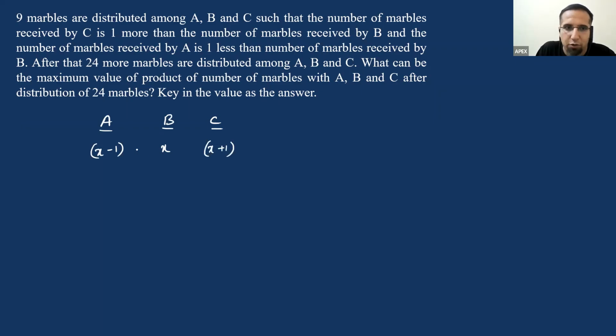And I know that I'm distributing a total of 9 marbles. So this plus this is equal to 9. So we get 3x is equal to 9, or the value of x is equal to 3. So I know that this is 2, 3, and 4 marbles are there. Clear? Now, after that, 24 marbles were distributed amongst A, B, and C.